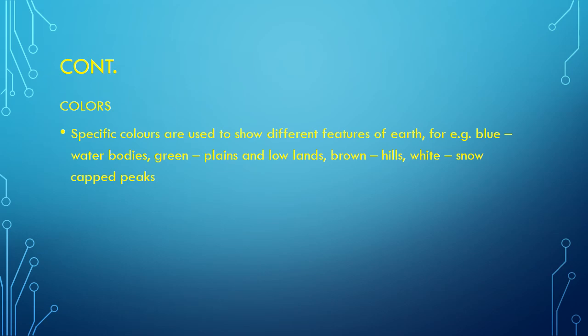Colors. Specific colors are used to show different features of the earth. Blue color is used for water bodies. Green is used to represent plains and lowlands. Brown is used for showing hills. And white is used for snow-capped peaks.